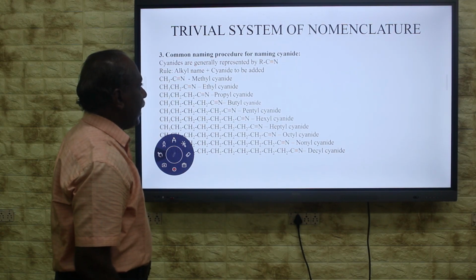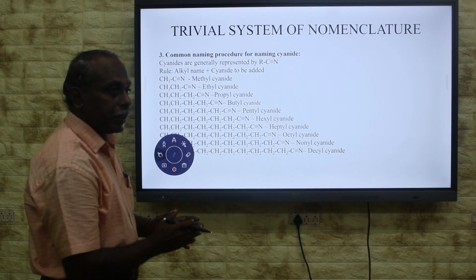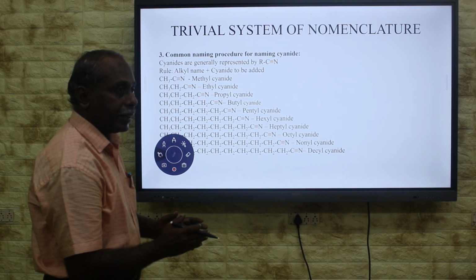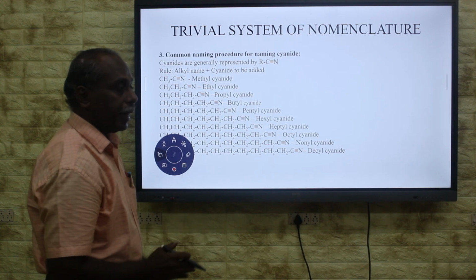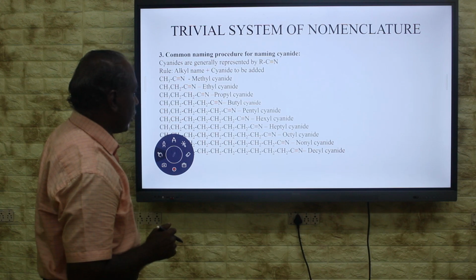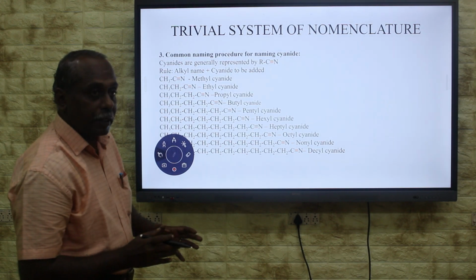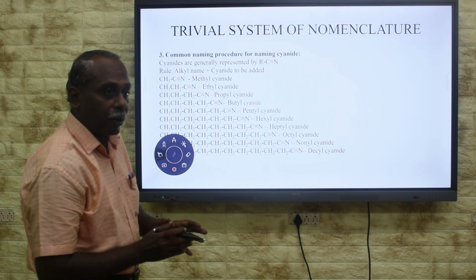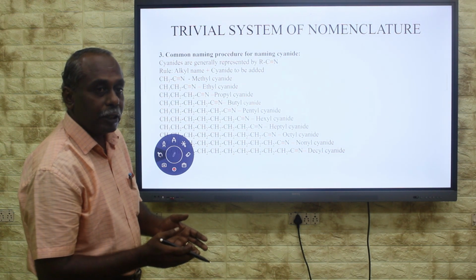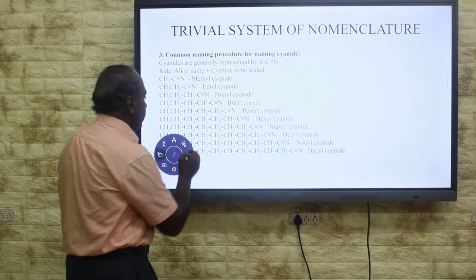Another example is alkyl cyanide. Here also the alkyl group is written, then cyanide is written. Alkyl plus cyanide, you get alkyl cyanide. That is the common name for this compound. When the structural formula is given, you count the number of carbon atoms, then it should be converted into an alkyl group, then you add cyanide.